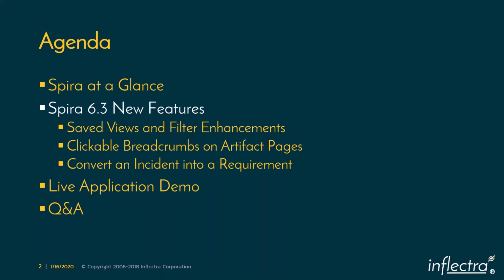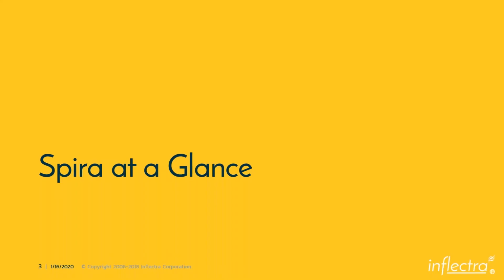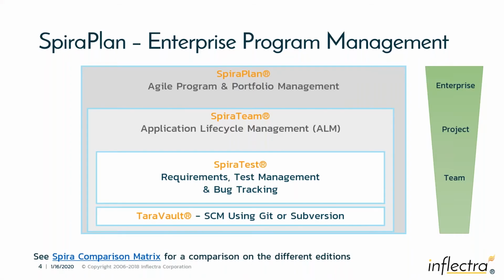And first of all, let's just go into a bit of an overview of Spira. So Spira is Inflectra's platform for project management, test management, and program management. And Spira comes in 3 flavors. Spira Test is our entry flavor, and that's really focused on managing a testing or QA team.